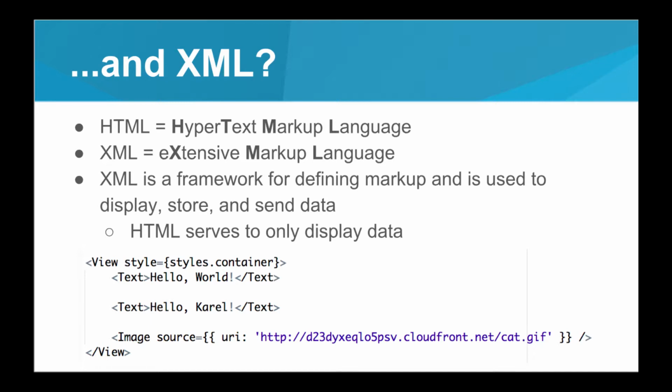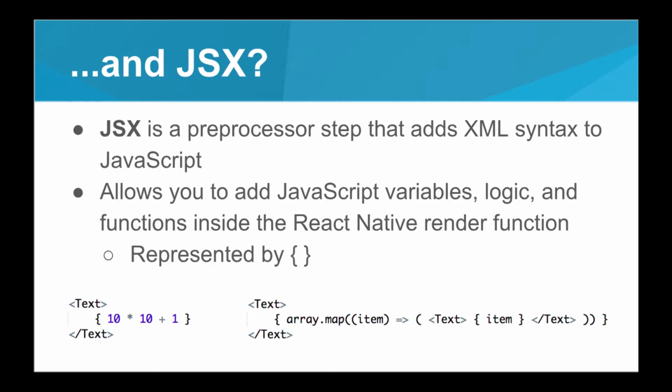We will be using React Native components like text, views, background images, and more, and also creating our own custom components which will serve to display and send data. JSX will be used often in our React Native apps, which is a preprocessor step that adds XML syntax and structure to JavaScript. This means you are allowed to add JavaScript variables, logic, functions, and more inside the React Native renderer function. A big issue with HTML is you cannot add a logic-based dynamic language inside the markup, so JSX uses curly brackets and provides a much more dynamic and custom experience with the use of JavaScript.